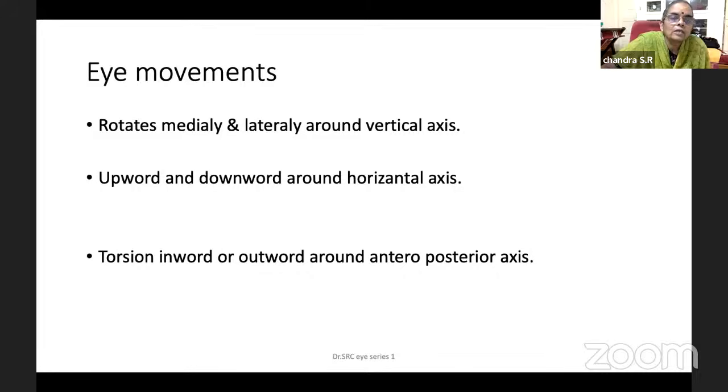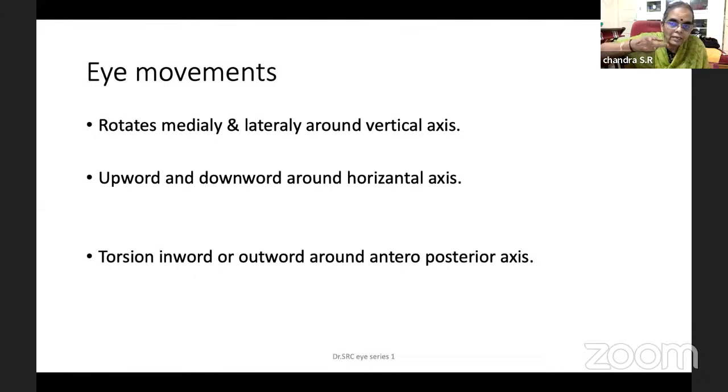Eye movements rotate medially and laterally around the vertical axis for rotation. So for rotation, there is a vertical axis. The rotation takes place around a vertical axis, medially and laterally. And upward and downward movement takes place around a horizontal axis. So vertical axis for rotation, horizontal axis for up and down movement, and torsion inward or outward takes place in the anterior-posterior axis.